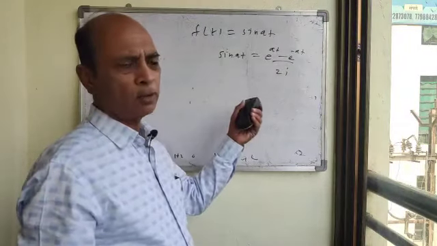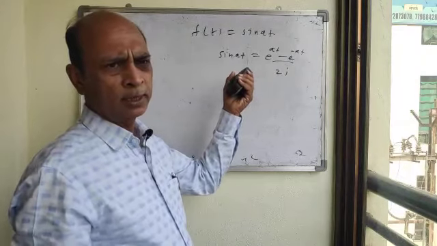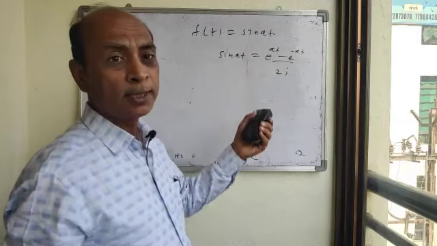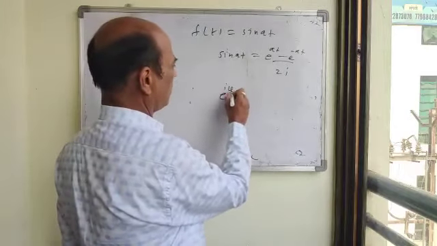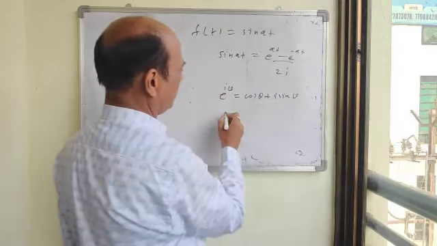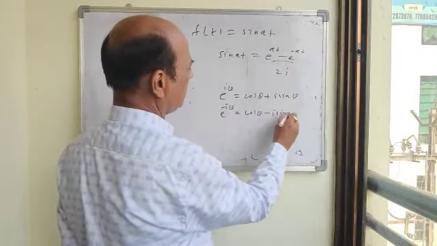This is the relation between the exponential function and the trigonometric function, because in first year we have studied de Moivre's theorem, that is e to the power i theta is equal to cos theta plus i sin theta, and e to the power minus i theta is cos theta minus i sin theta.